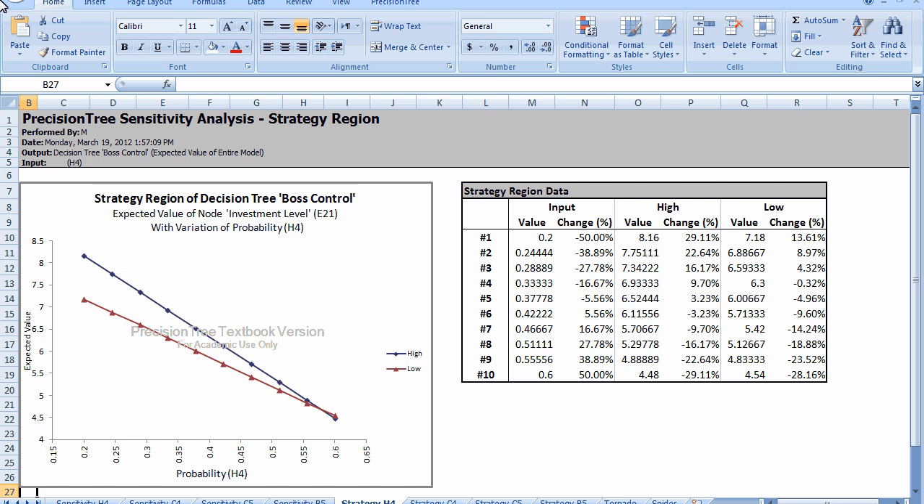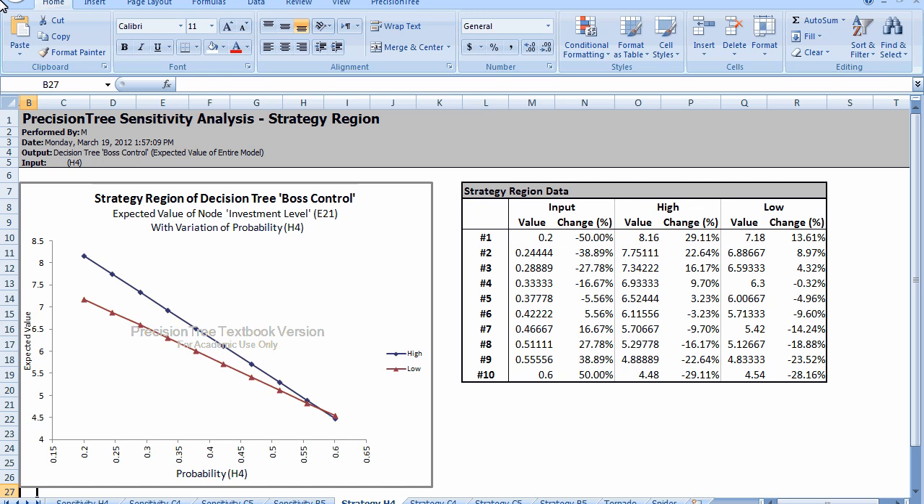And if we look at the charts, we can see a similar thing. When we go from number 1, when it's 0.2, the expected value for the high investment is 8.16. That's 29% higher than the original value, which is 6.32. But even the low investment is higher than the original expected value at 7.18, which is 13.6% higher.